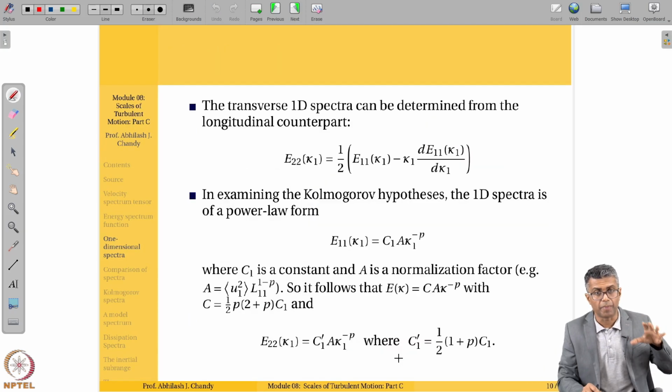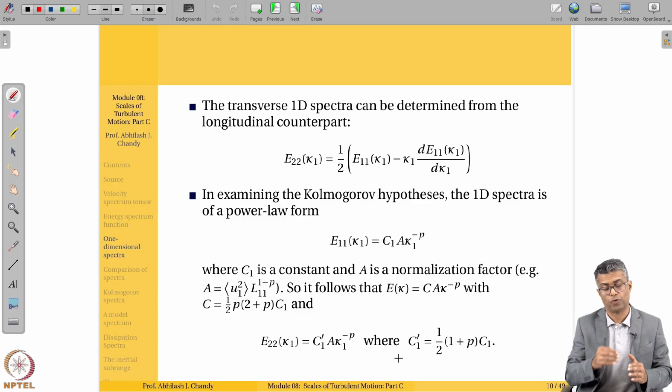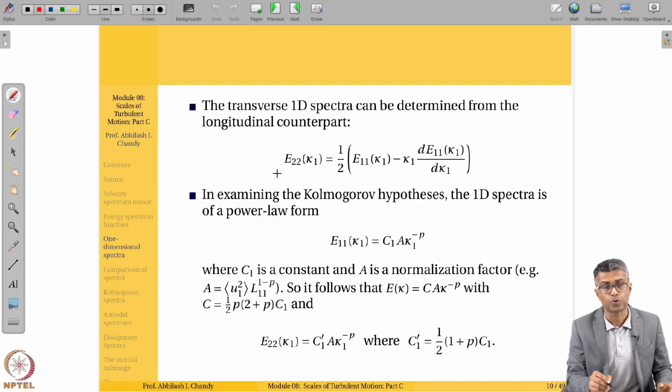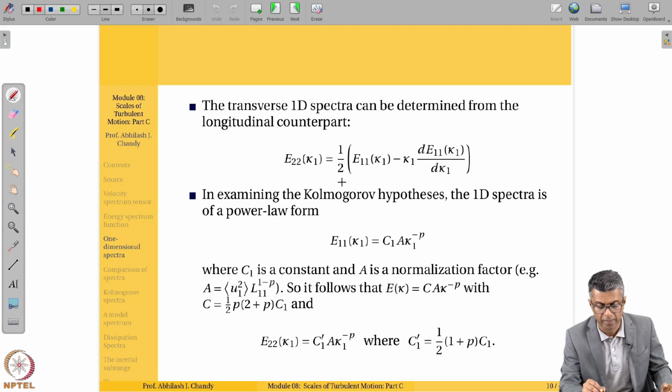Now, similarly, you can get a transverse 1D spectra. Transverse would be normal to the direction of the flow. Longitudinal would be along the direction of the flow. So you would have the transverse 1D spectra, which is E22 of kappa 1, and is given by this equation. Again, I'm not going into the derivations of this. Just take these equations as given. So I have it as half of E11 of kappa 1 minus kappa 1 times d E11 over d kappa 1.